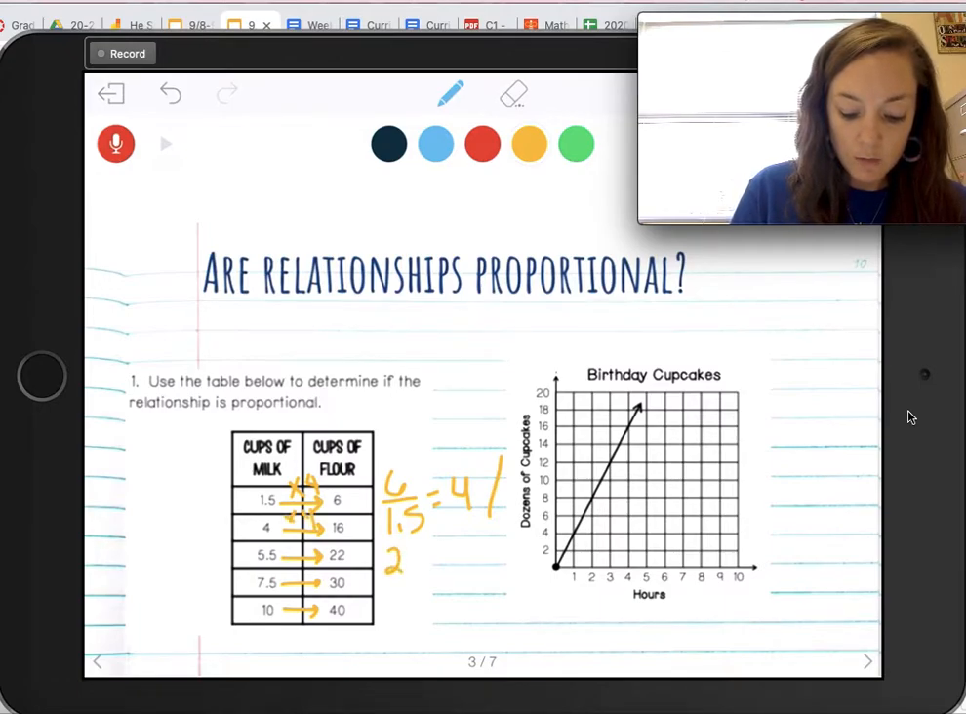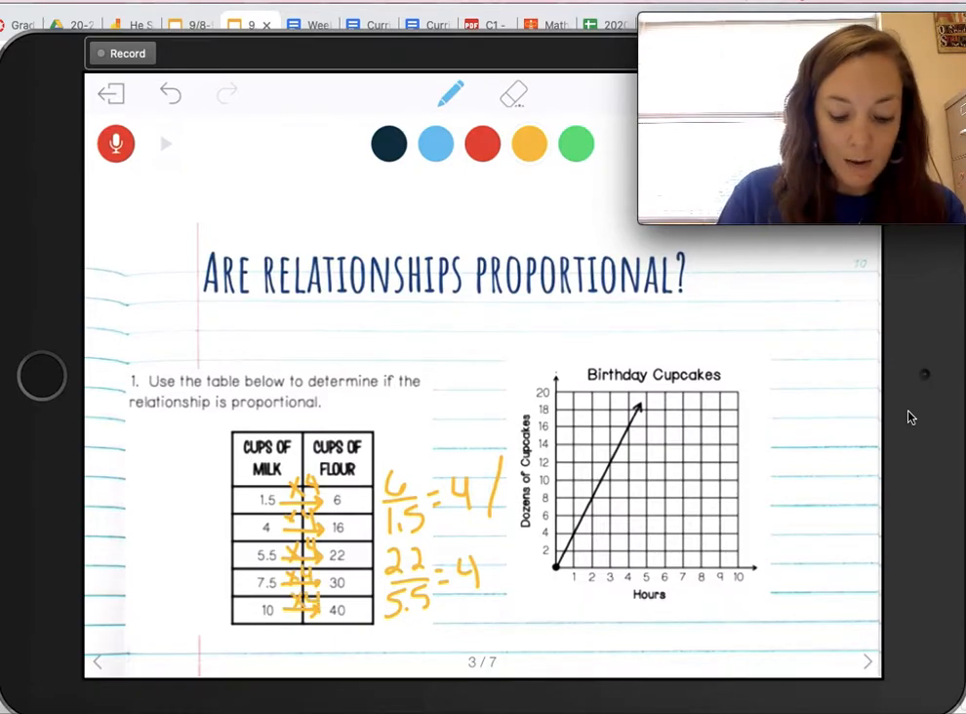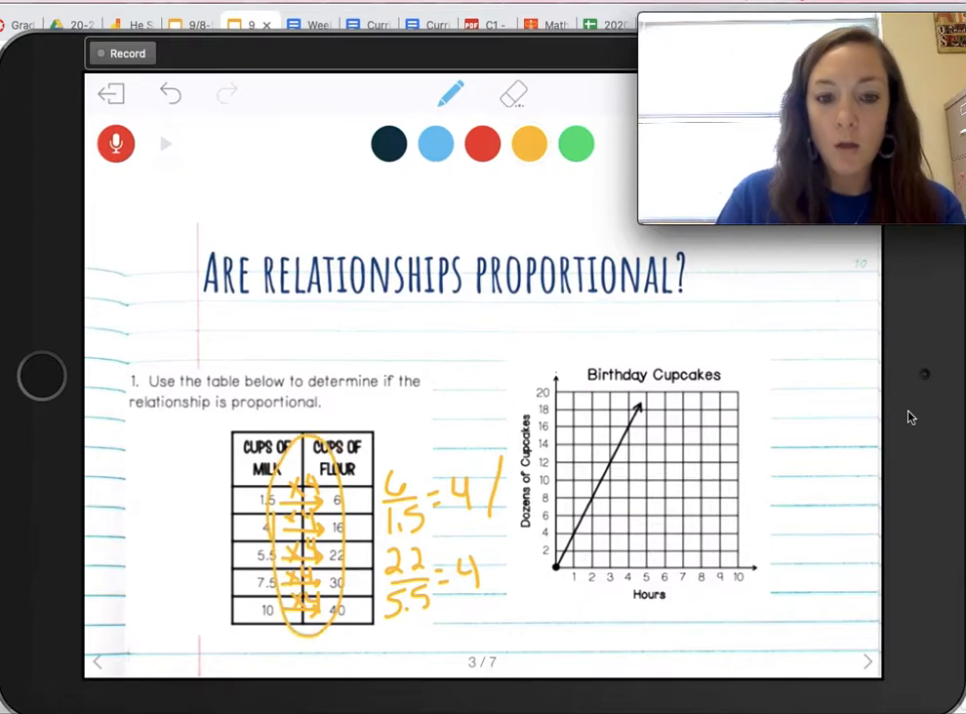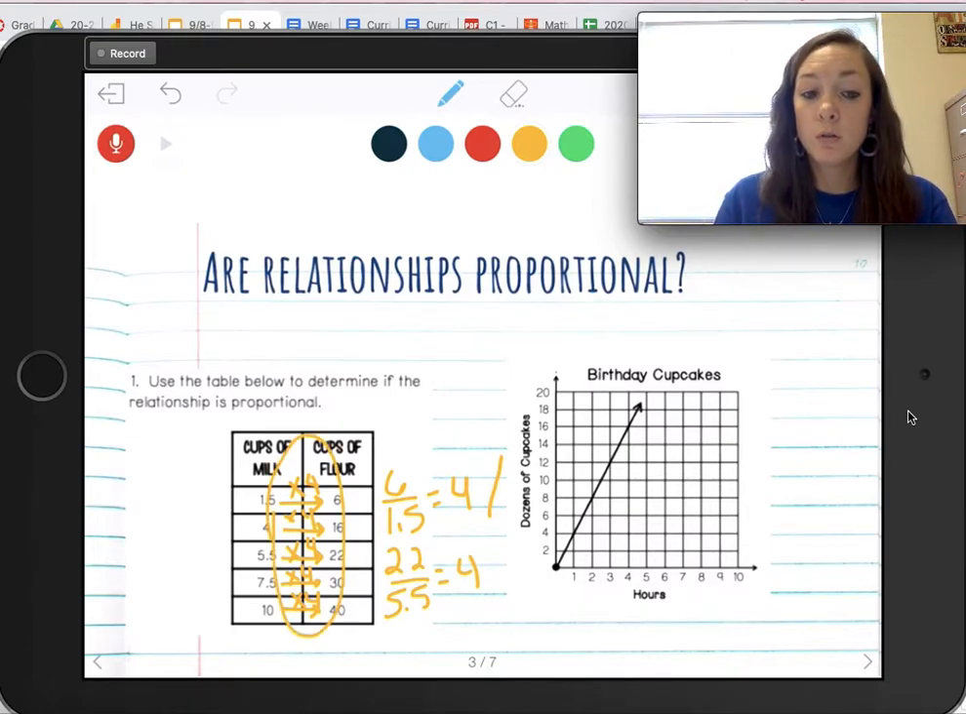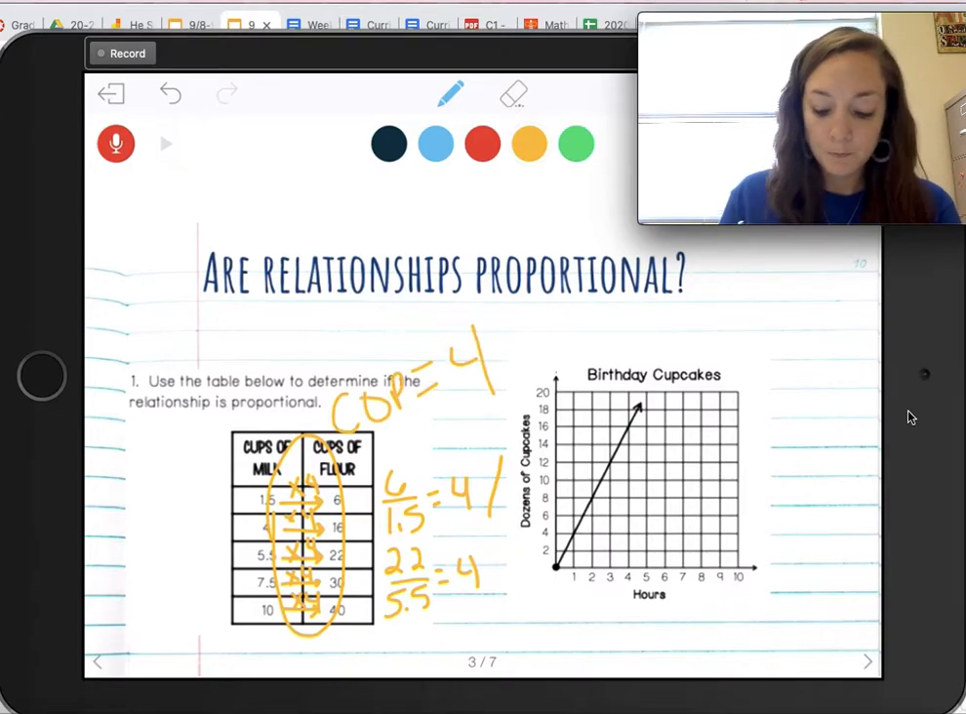If I were to do inverse operations for the third row, I would get 4 again. For the fourth row, I would get 4. For the fifth row, I would get 4. So I'm multiplying by the same number all the way through. So it is a proportional table, and my COP is 4.